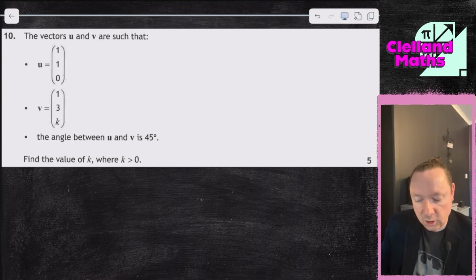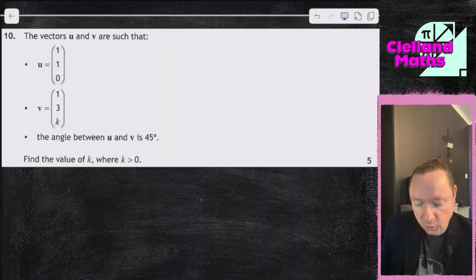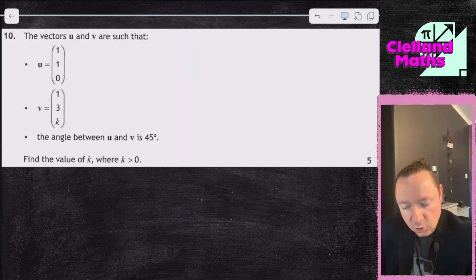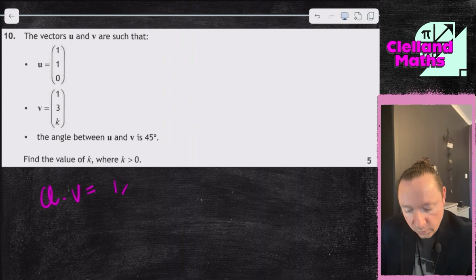SQA Higher Maths 2025, paper 1, question 10. The vectors u and v are such that u is (1,1,0), v is (1,3,k). The angle between them is 45 degrees. Find the value of k. So a question like this, you're looking at u dot v. And there's two ways to do u dot v. The first way is to times the vectors' components together. So the top numbers, 1 times 1, plus the middle numbers, 1 times 3, plus the bottom numbers, 0 times k.